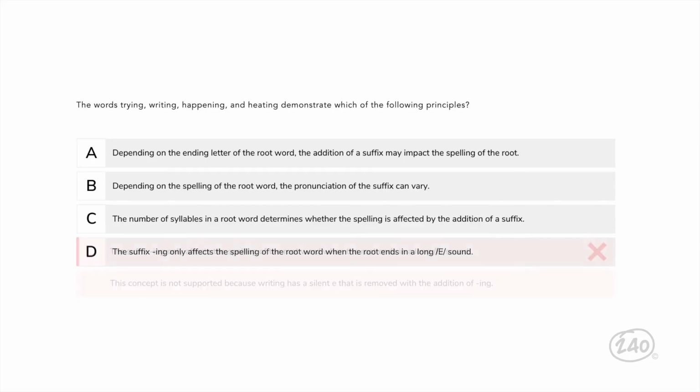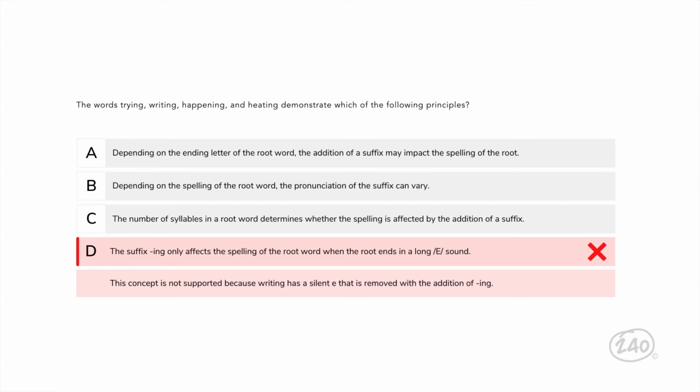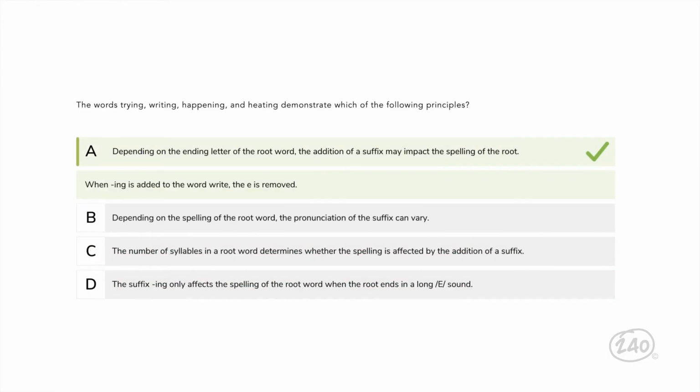Now at first, I selected D, but the question feedback feature in the 240 study guide showed me that the E that is removed from write when it becomes writing was silent. So this answer about the long E sound is incorrect. So A is the correct answer. Now let's look at some questions from sub-area 2.